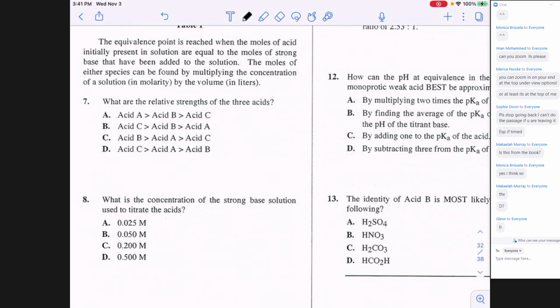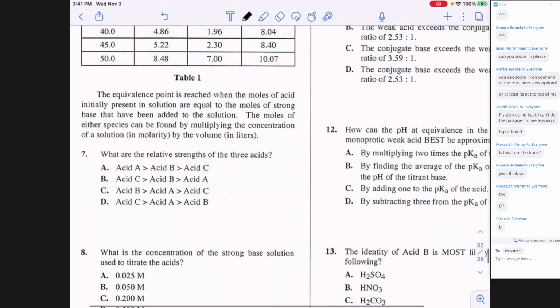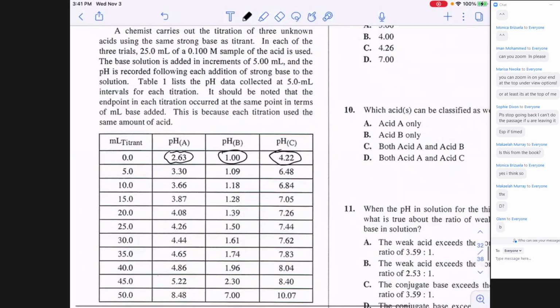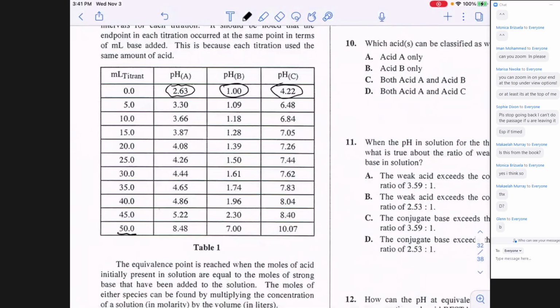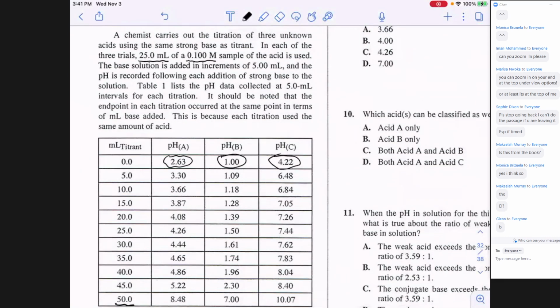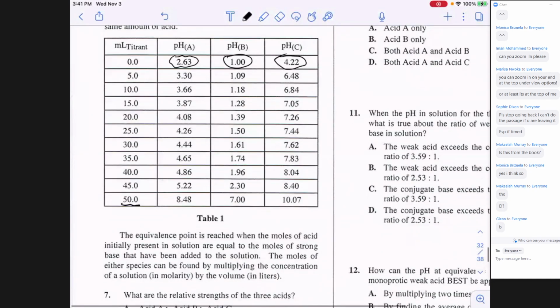So what is the concentration of the strong base solution used to titrate the acids? If we get to full titration, what do we start with? We have 0.1 of your acid with 25 mLs of it, right? And you're going to end up with 50 mLs because they tell you that the endpoint occurred at the same point in milliliters of base added. That's at 50.